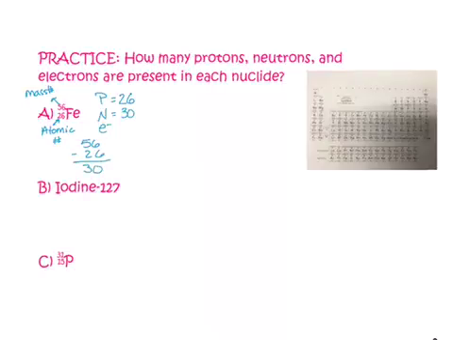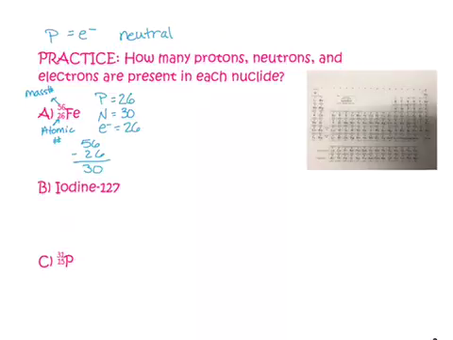And then for electrons, the number of electrons will always equal the number of protons because atoms are electrically neutral. So you have to have the positive charges balance out the negative charges.